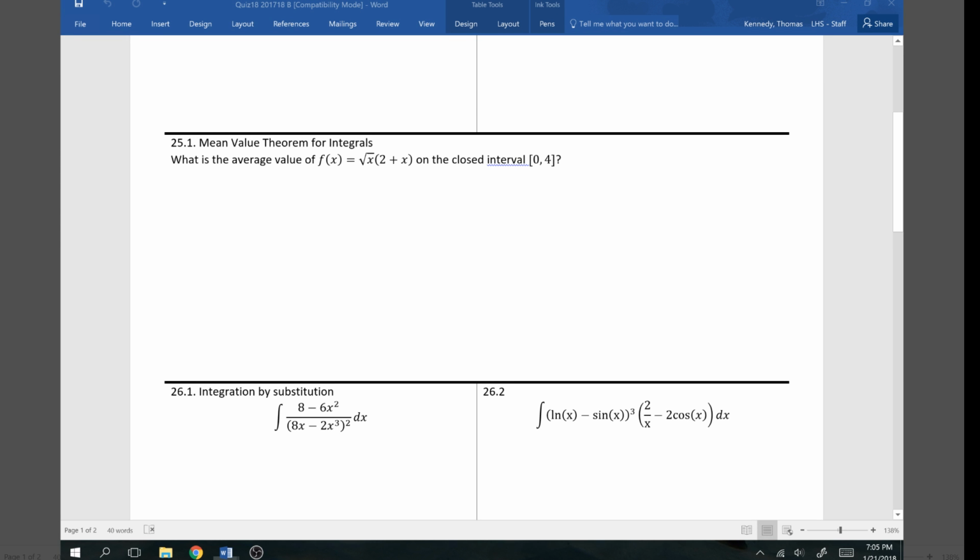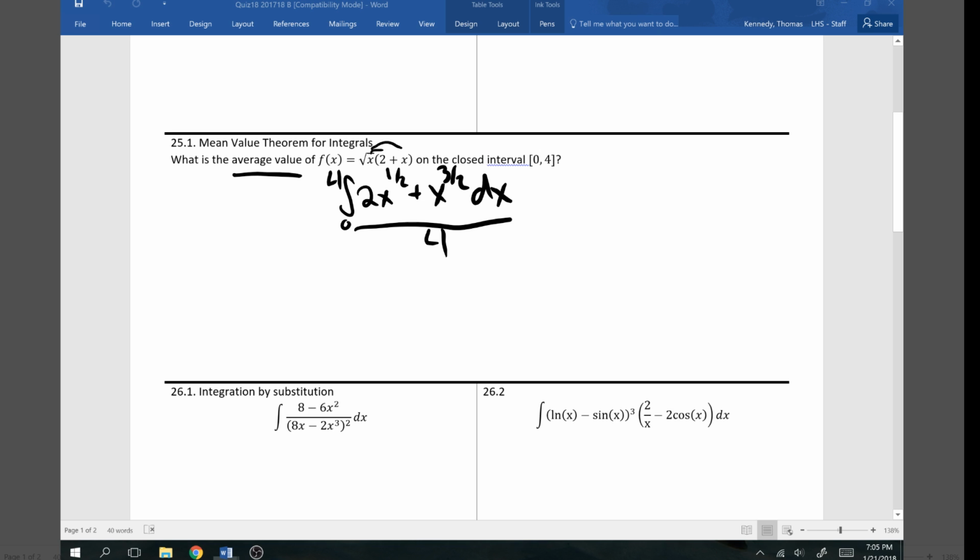So average value: anytime you hear average value, all you do is integrate the thing from the bottom bound to the top bound, from 0 to 4. And here we had to distribute a little bit, so we get 2x to the 1/2 plus x to the 3/2 dx. And then we just divide by the width. That's what average value is: area divided by width.